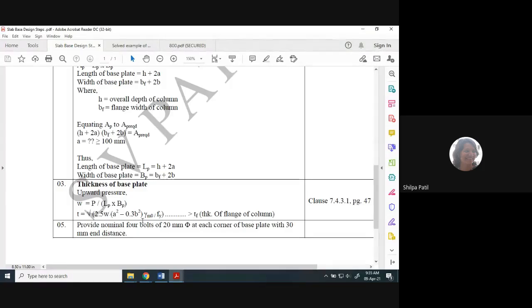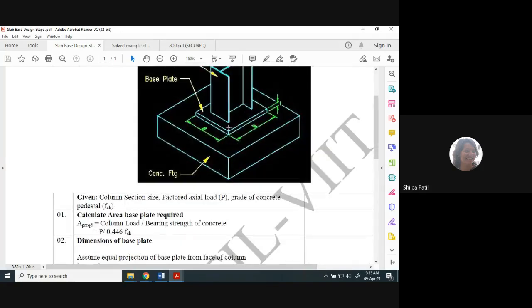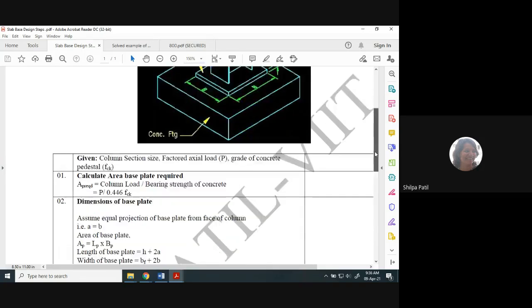So that's it. This is the design. We find out the dimensions of the base plate: its length, width, and thickness. And normally, if the loads are lesser, we provide nominal 4 bolts. These are called anchor bolts, of 20 mm diameter at each corner of the base plate with 30 mm end distance. So with 30 mm end distance on this side and 30 mm on this side, we provide one anchor bolt here. The diameter is nominally considered as 20 mm. So nominal 20 mm anchor bolts are provided at each corner of the base plate. That's it. This ends the design of the base plate.